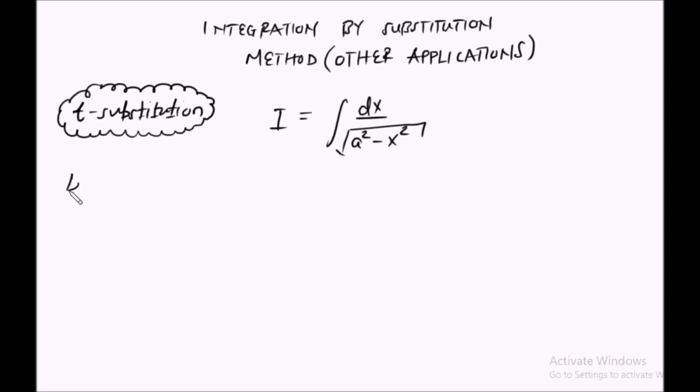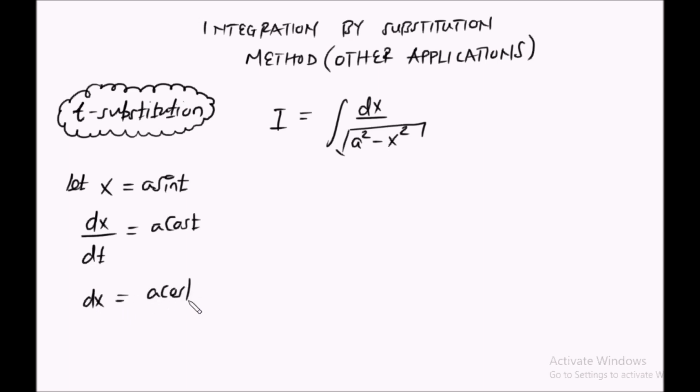All you have to do is just to let x iwe sawa na a sin of t. So I'm going to change the independent variable from x to t. So you can see nikidifferentiate hapo x with respect to t, I'm only going to get a cos of t. Maanake sasa ni kwamba my dx is just going to be a cos of t dt.